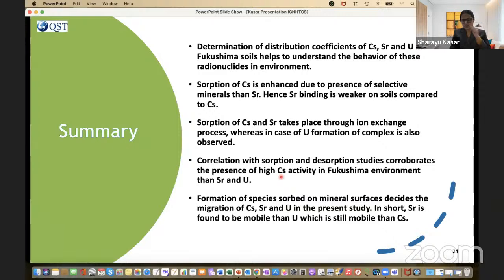So why was radiocesium mainly observed in these soils, and why not radiostrontium? So one of the reasons is lying here. The information of species sorbed on mineral surfaces, besides the migration of cesium, strontium, and uranium in the present study. In short, strontium was found to be more mobile than uranium, which is still more mobile than cesium.